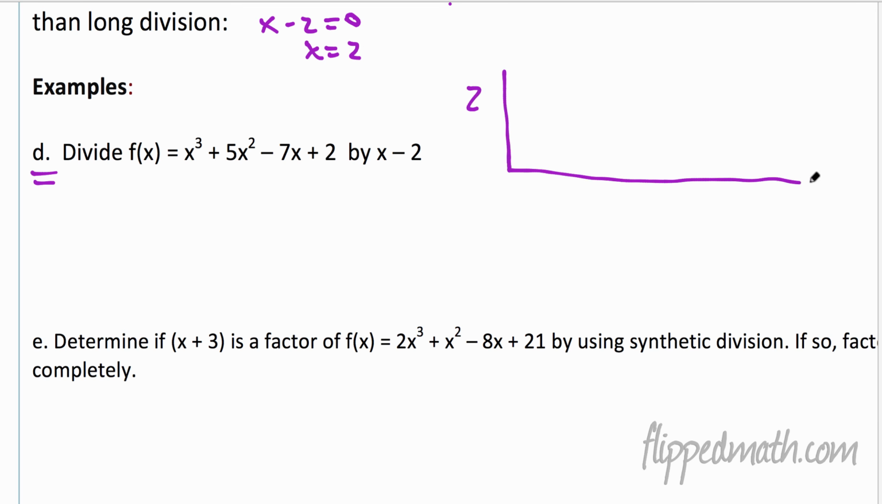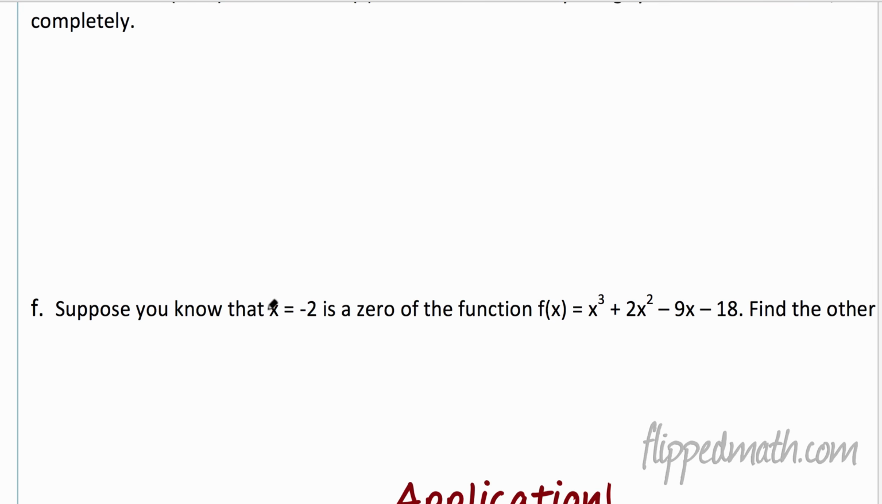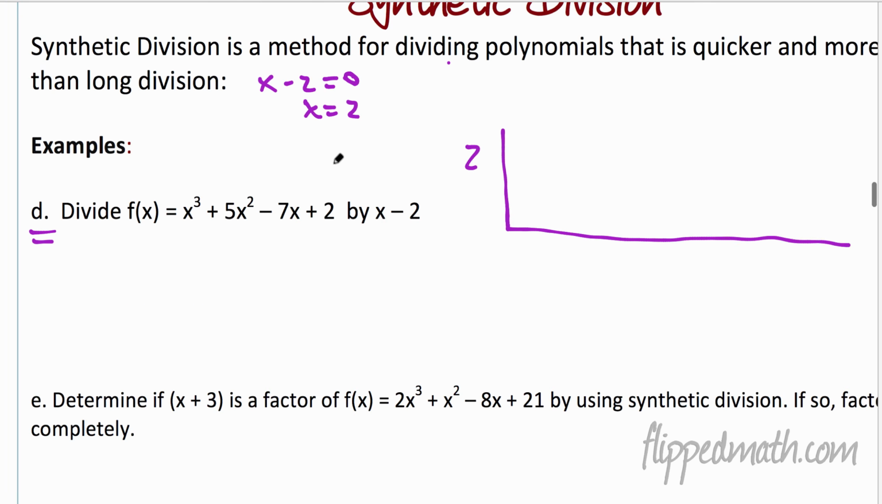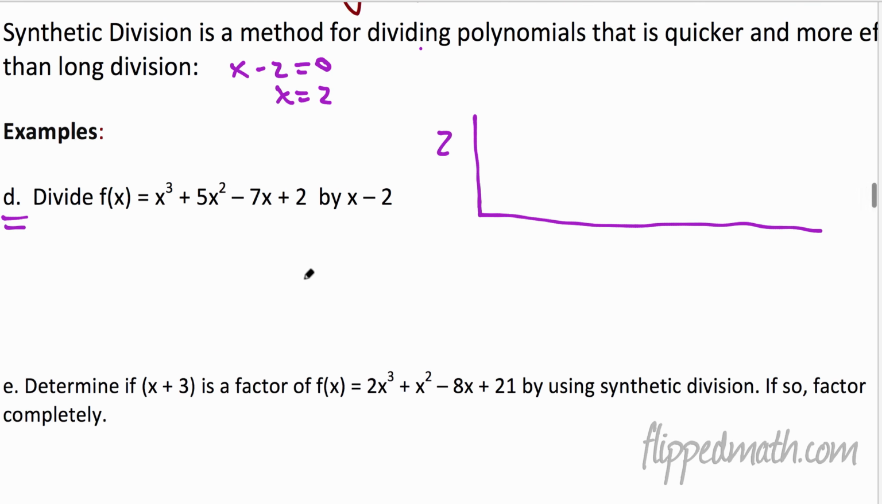It's very similar to synthetic substitution. Let me scroll down a little bit so you can see a difference. Notice in F, they already tell you what x is equal to, so you don't have to figure it out. By figure out, I mean it's basically the opposite. This is x minus 2, so you put a positive 2 out front here. But down here, x equals negative 2, you'd put a negative 2 out front. You do not change it. That is one slight thing you have to be aware of.